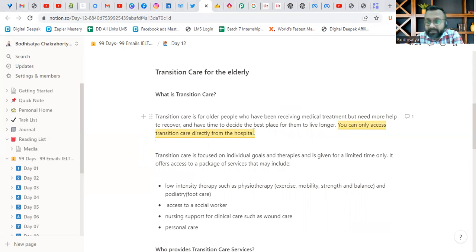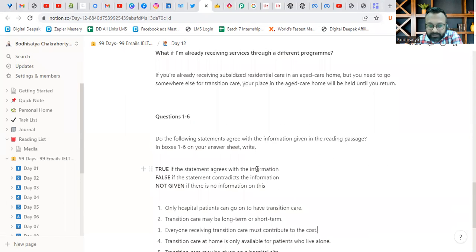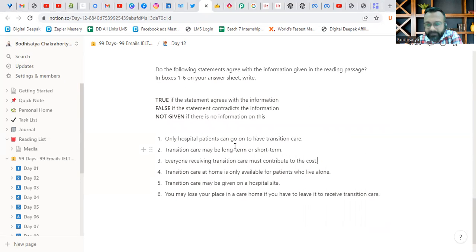So you need to understand the statement over here. You can only access transition care directly from the hospital. The question here is only hospital patients can go on to have transition care, which is directly in accordance with the question. That is why the answer will be true.